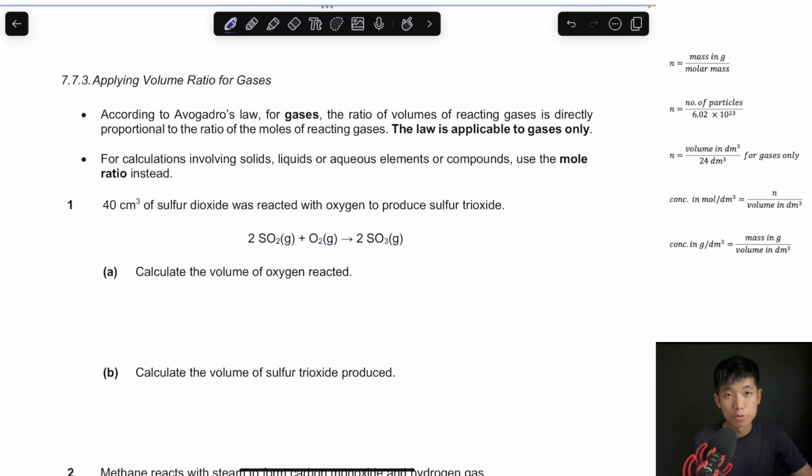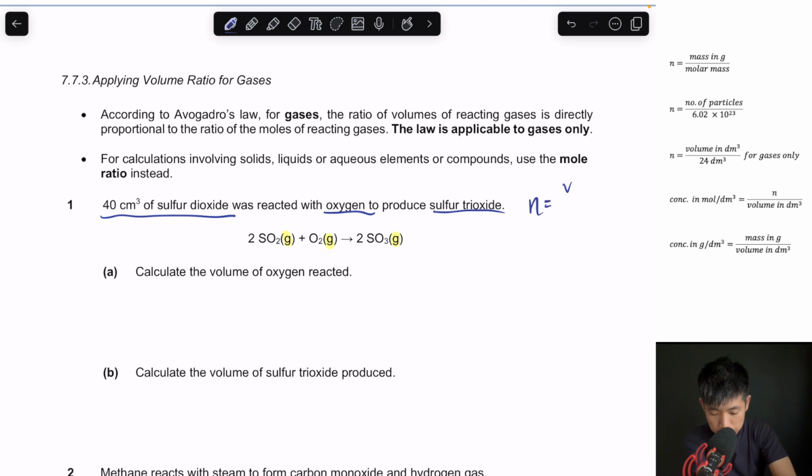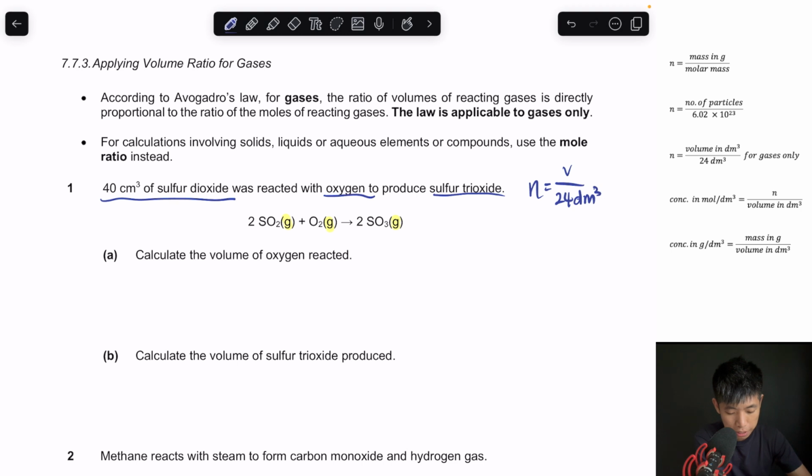Okay, finally we go on to the part on gases. 40 cm cube of sulfur dioxide was reacted with oxygen to form sulfur trioxide. You notice that everything is gas. Therefore, the volume here, we use the equation over 24 dm cube. I suggest you try first, pause the video, then you look at the answer, okay? Start by finding number of moles. Then we do mole ratio.